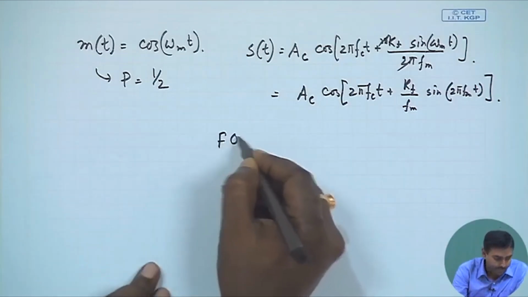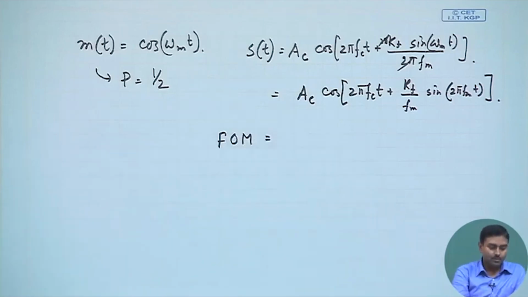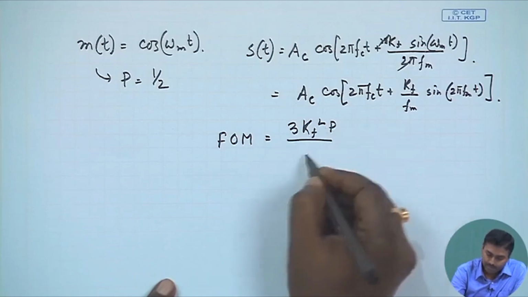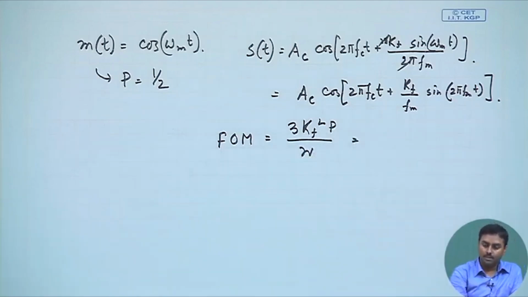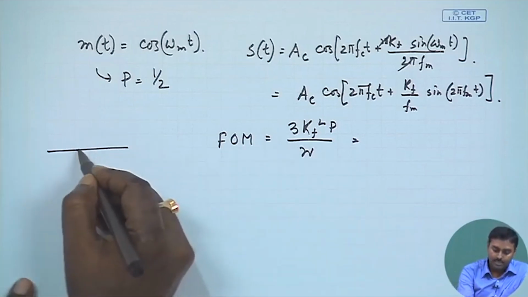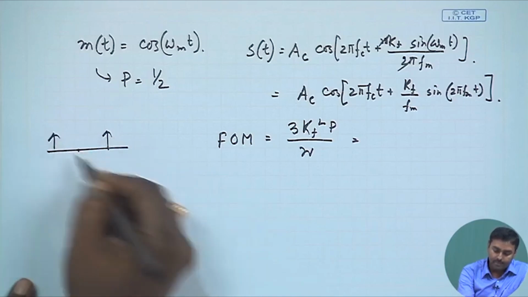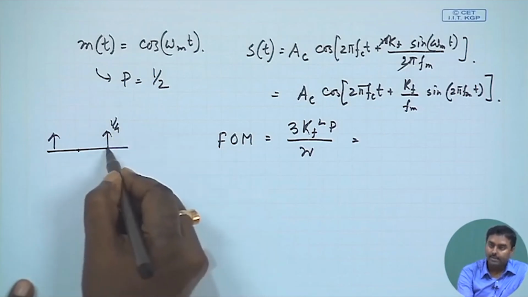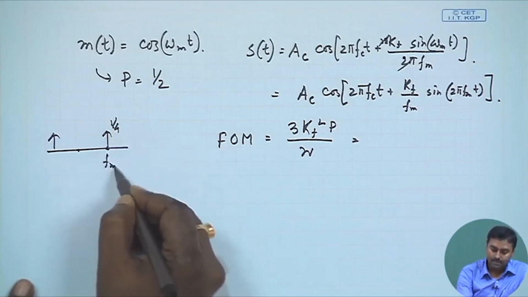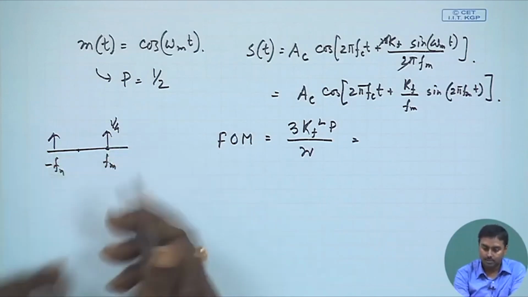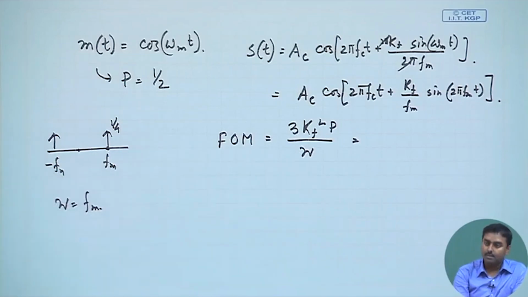Now, the figure of merit which we wanted to calculate, what is that? That is actually 3 Kf square P divided by W square. Okay. What is the W for me? That is actually f_m, because the message signal is having just an impulse of strength 1 by 4 at plus f_m and minus f_m. So, what is the overall bandwidth? That should be this only. So, W becomes my f_m, right.